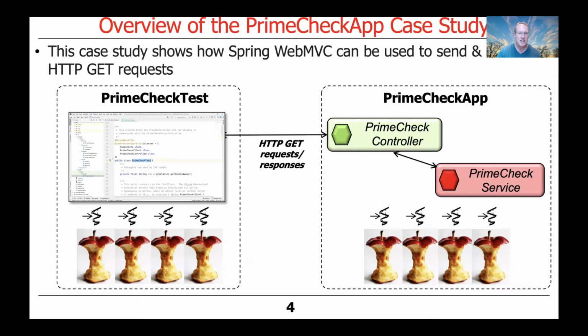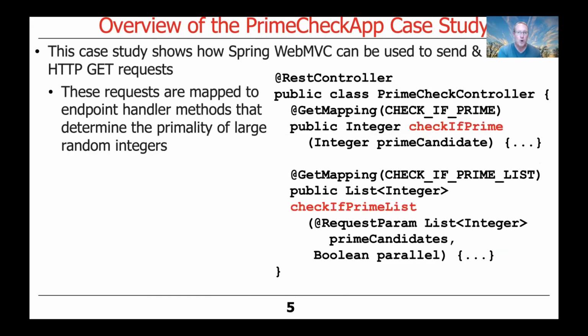We'll talk in a bit more detail about how that works. Obviously, part of the goal here is to demonstrate the use of client-server computing via Spring and Spring WebMVC, as well as to demonstrate how to map the processing onto multiple threads, mapped to multiple cores using Java parallel streams. The endpoint handler methods that the requests are mapped to are going to be determining whether the numbers that are passed to them are prime or not. And we'll talk about this in more detail when we get into the source code analysis shortly.